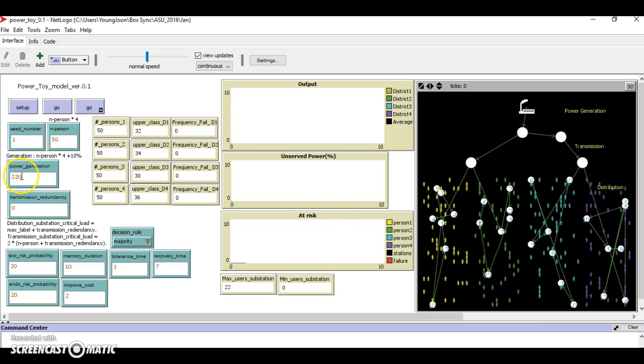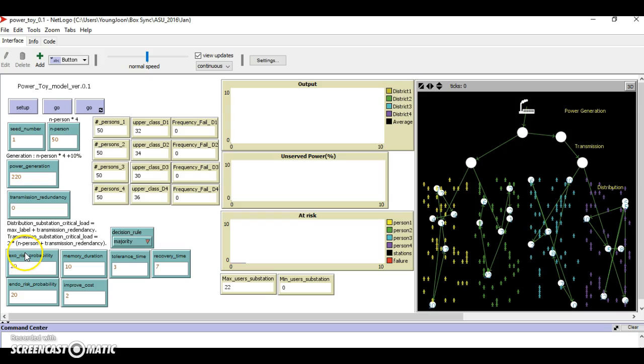And look at here. This is how the power generation is determined. This is the equation. And the transmission redundancy: every substation has its own critical load. It is kind of a threshold. This transmission redundancy is a part of the critical load. This equation shows us how to determine the critical load for substations.